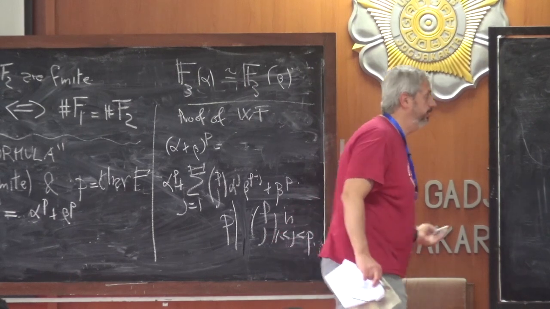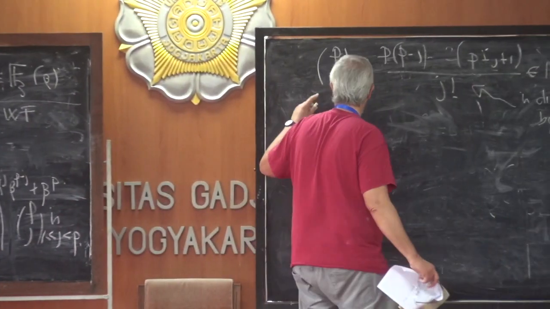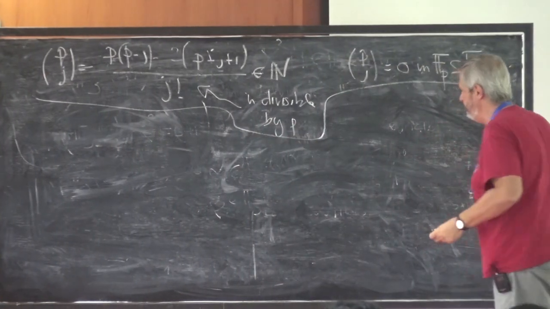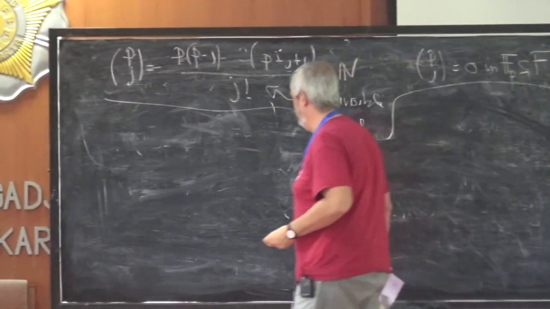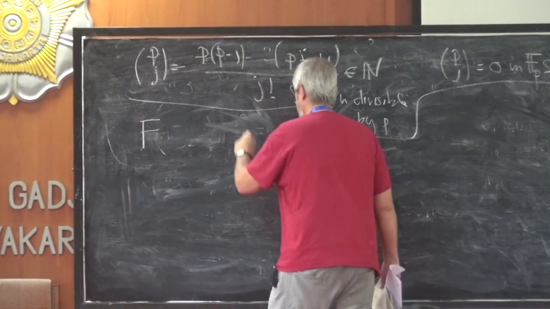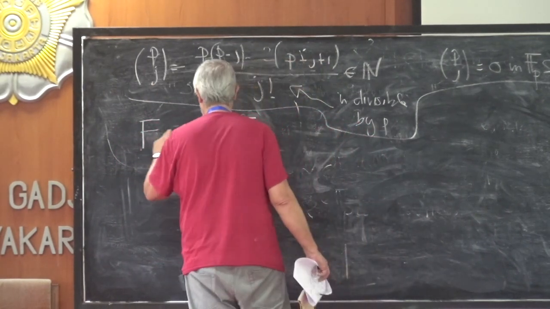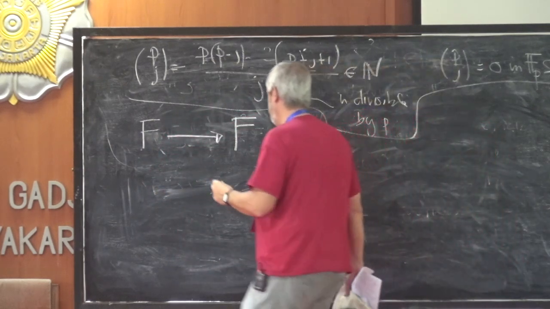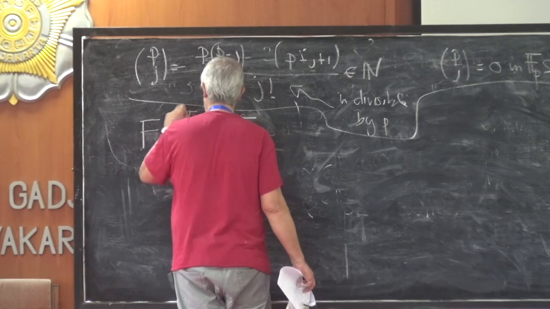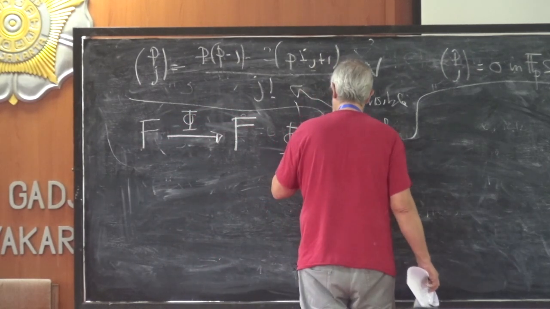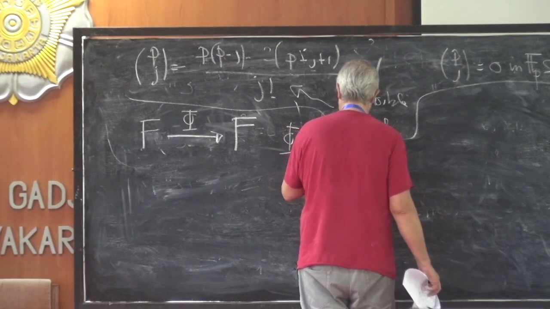Okay? Now, the Brown formula has very far-reaching consequences. For example, if you take this field F, then you can always write a mapping from F to F. This mapping is called the Frobenius automorphism.